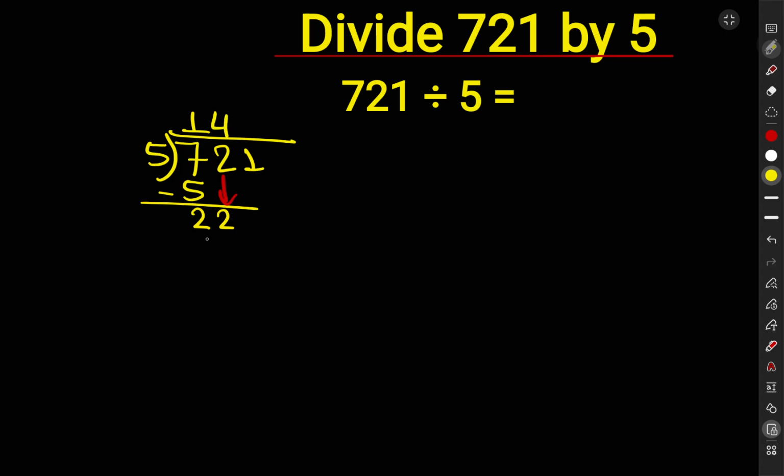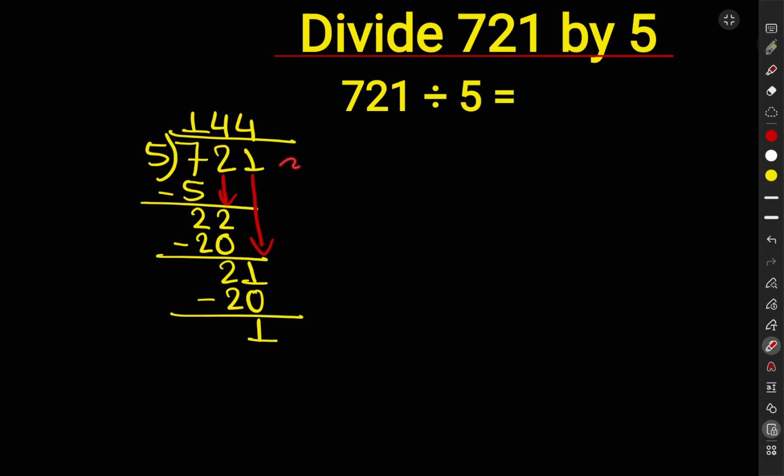5 times 4 is 20. On subtracting, we get 2. So again we put down this 1 and it is 21. 5 times 4 is 20. On subtracting, we get 1.